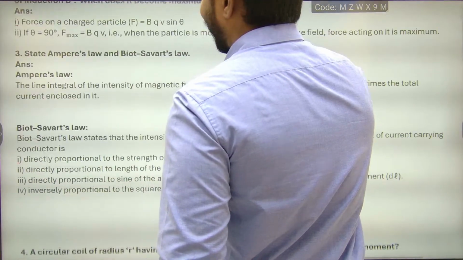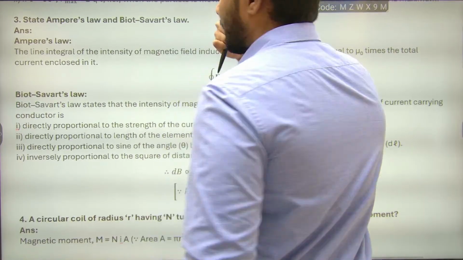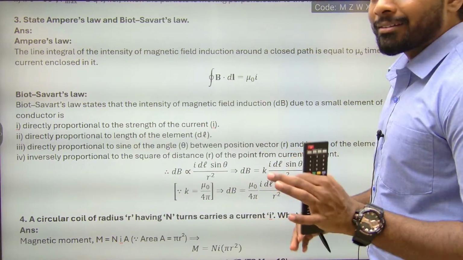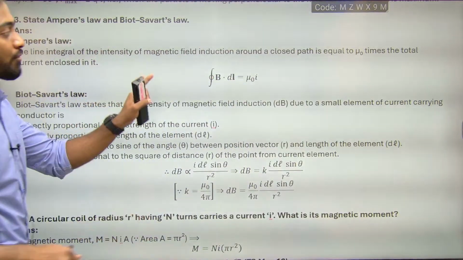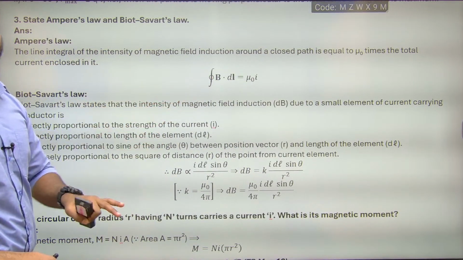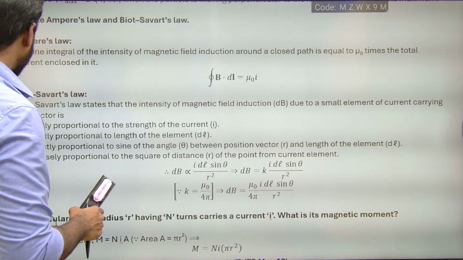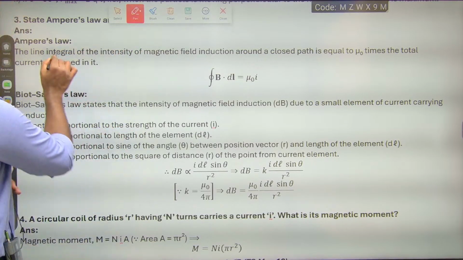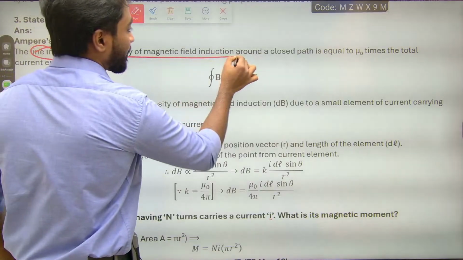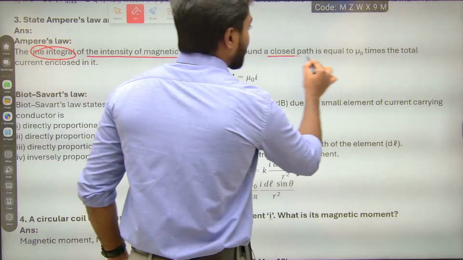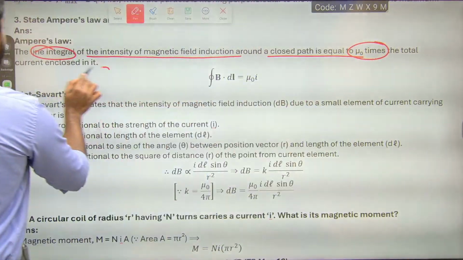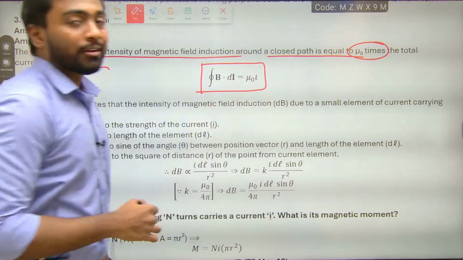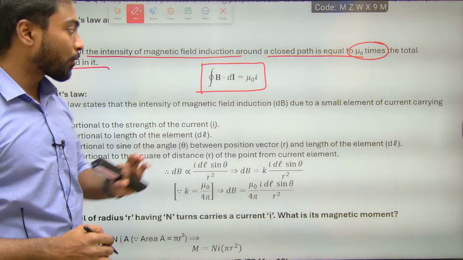The third question asks what is Biot-Savart's law and what is Ampere's law. Ampere's law is a line integral of the intensity of the magnetic induction around a closed path, which is equal to mu naught times the total current enclosed in it. So the line integral of B dot dl is equal to mu naught times I. Here mu naught is the permeability.